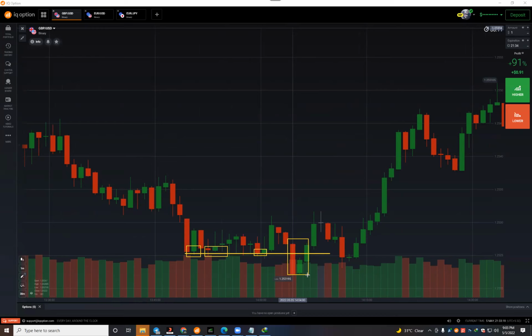Anyone knows? Three inside up. No. Lack of structure, I think. It's called the manipulation level. No. This is not a manipulation from the broker. This is the trading manipulation. This is a trap for the common traders.